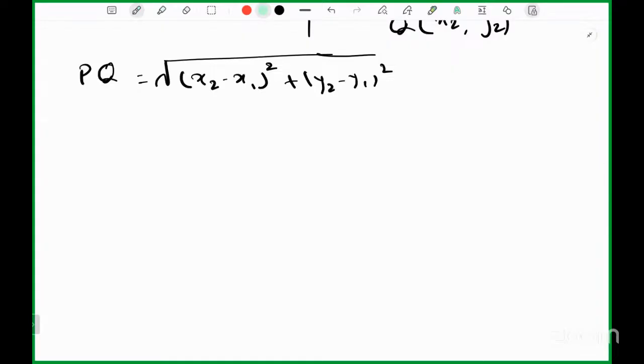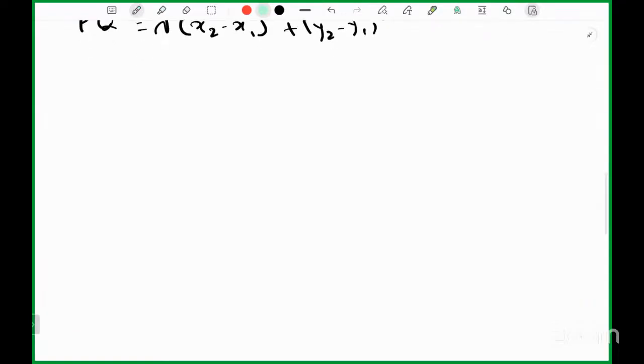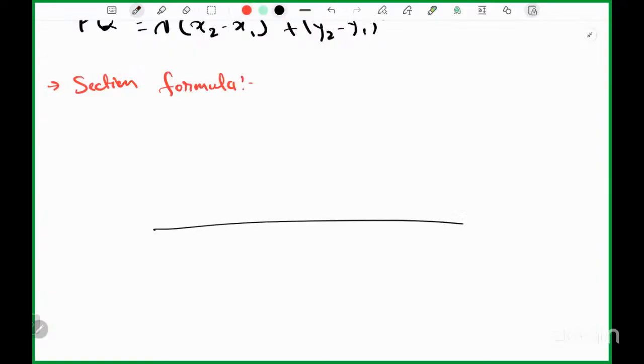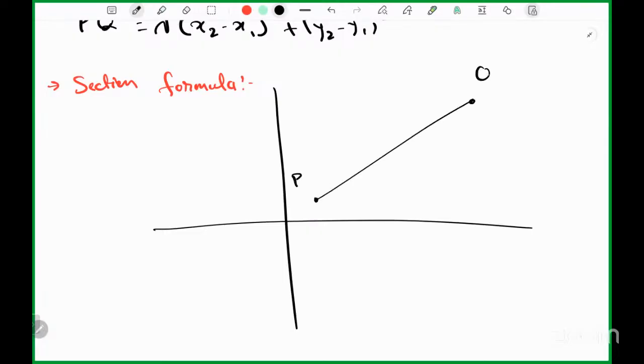After this we have the section formula. So what is the section formula? Let's see. Suppose you have a line segment PQ. Suppose this is your coordinate plane. This is the line segment PQ, and this line segment is divided in the ratio m comma n. Suppose this part is m and this part is n, and a point R is dividing this line segment in the ratio m comma n. If you want to find the coordinates of point R with respect to the coordinates of points P and Q, then we will use the section formula.